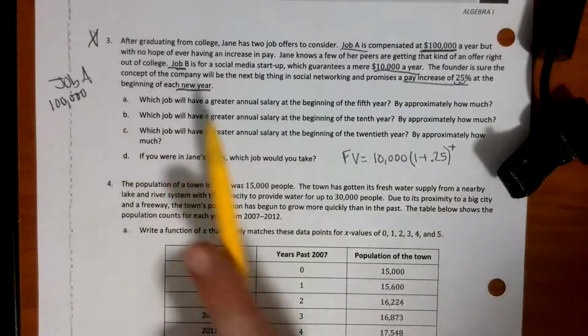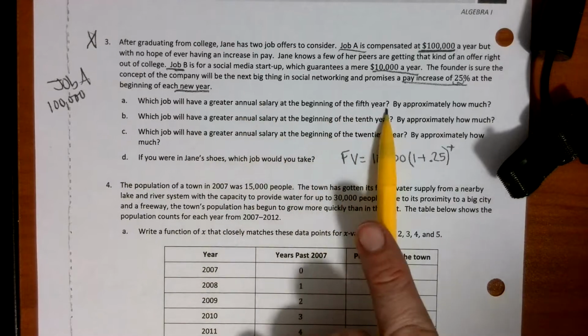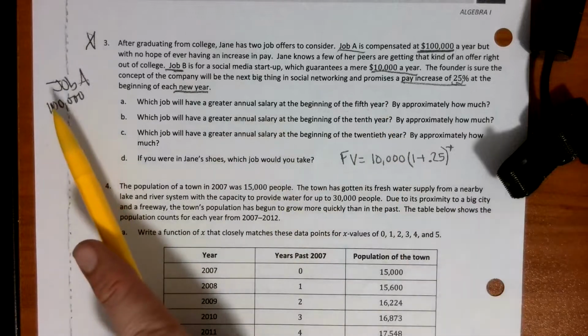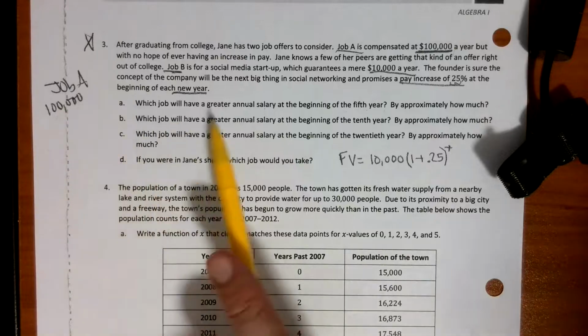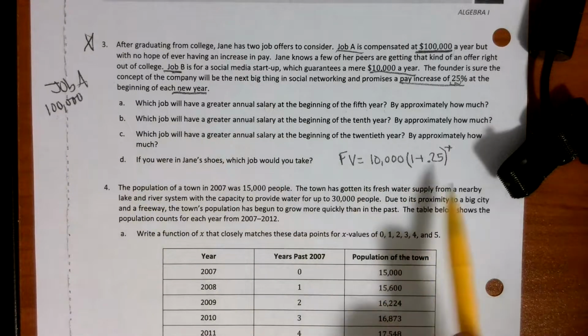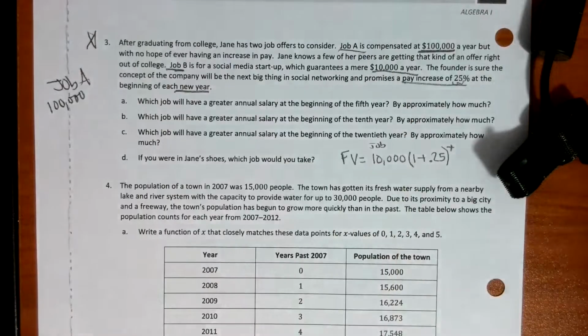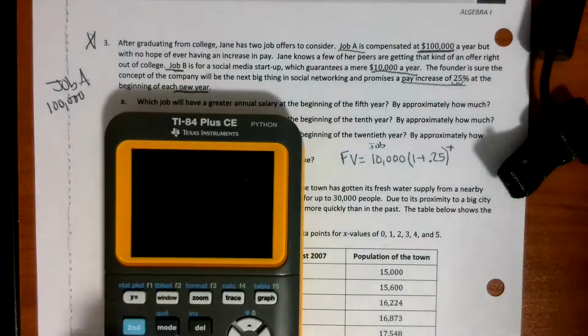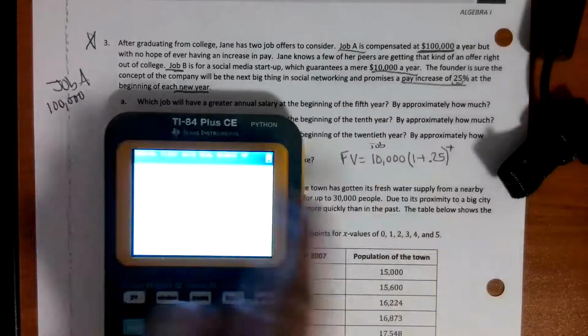So it says, which job will have a greater annual salary at the beginning of the 5th year? So we know that at the beginning of the 5th year, job A is just this. You're not getting any more money. This is what you got. But now what we do is we check this formula for job B. Remember, this is job B. And we see which one's greater. So I'm going to start you with this so you can see this happening. We already know that money. Now let's put in this one.